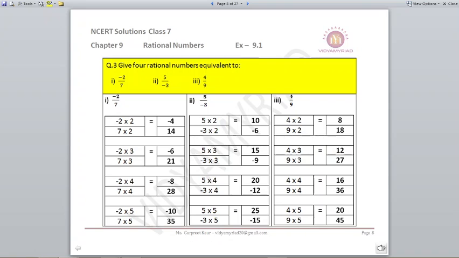So for the first case, minus 2 upon 7, the 4 rational numbers which are equivalent are minus 4 upon 14, minus 6 upon 21, minus 8 upon 28, minus 10 upon 35. Second case, 5 upon minus 3. So again these is multiplied by 2, 3, 4, 5. So your fraction is 10 upon minus 6, 15 upon minus 9, 20 upon minus 12 and 25 upon minus 15. Third case, 4 upon 9. So fractions are 8 upon 18, 12 upon 27, 16 upon 36 and 20 upon 45.